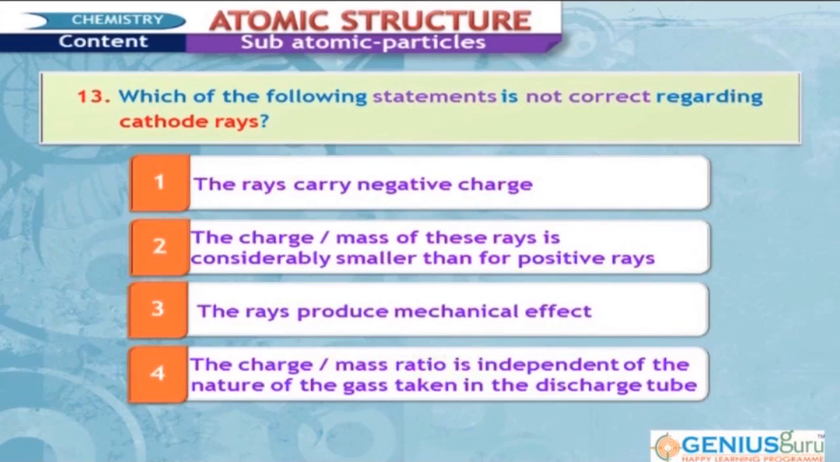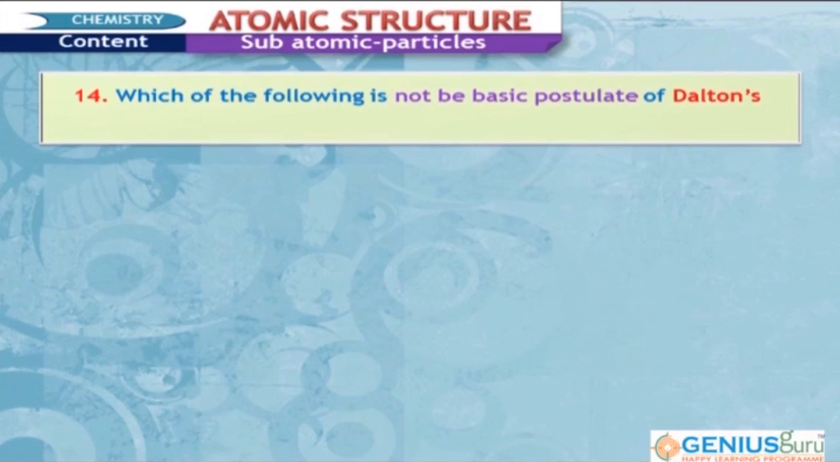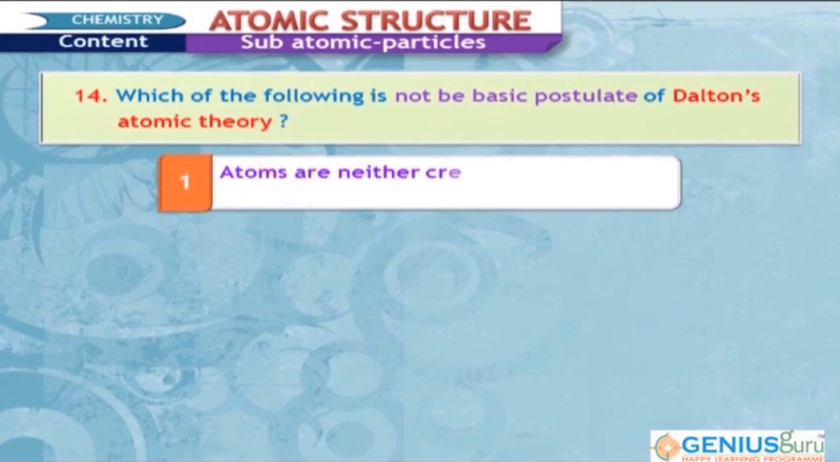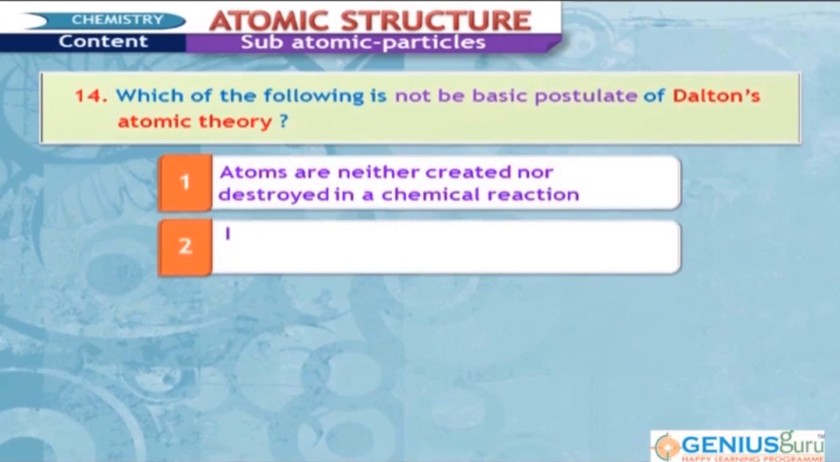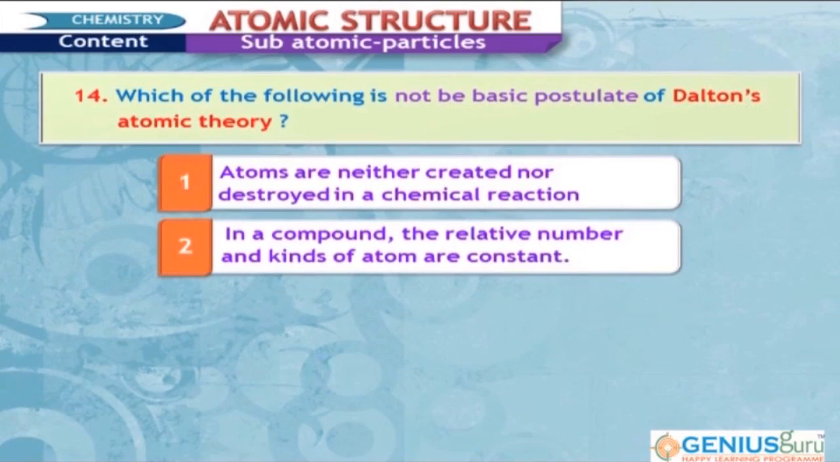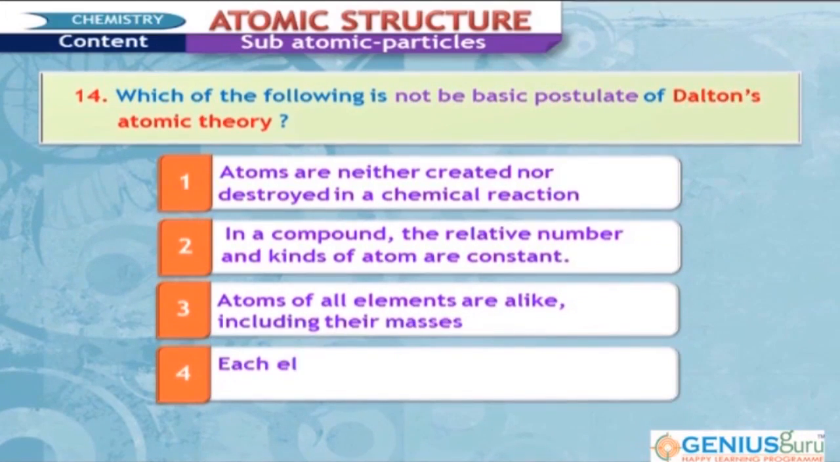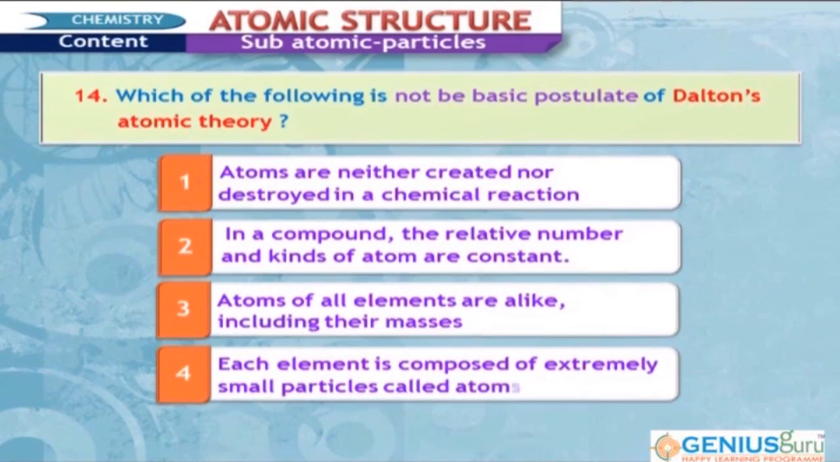Hence the correct option is 2. The next question is, which of the following is not the basic postulate of Dalton atomic theory? Here are the options. The first one is, atoms are neither created nor destroyed in a chemical reaction. Second one is, in a compound, the relative number and kinds of atoms are constant. Third one, atoms of all elements are alike, including their masses. The last option is, each element is composed of extremely small particles called atoms.